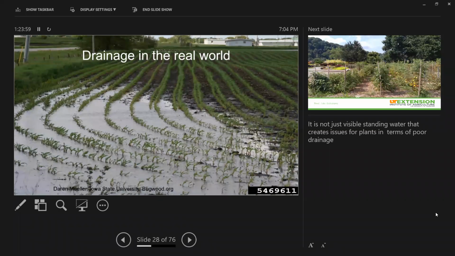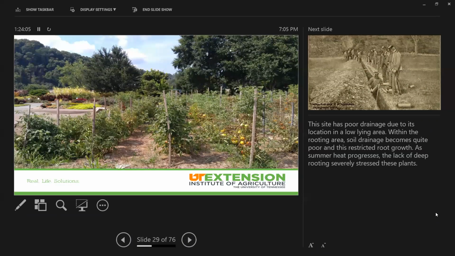So this may be an area where drainage tiles or something like that would be needed on a larger scale. And we'll look at those in just a minute.